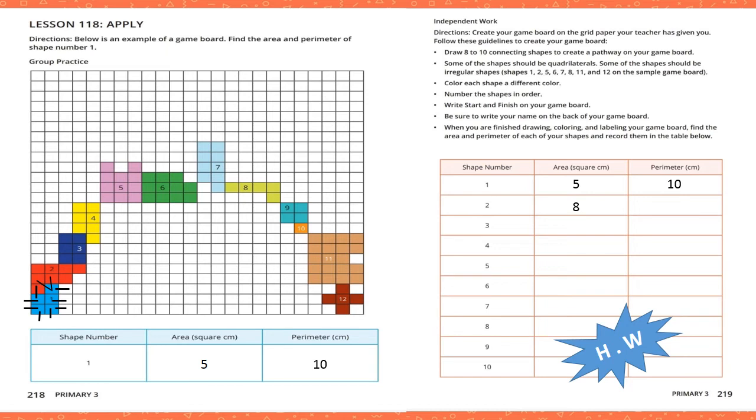Count like example number 1. I will count how many units around the shape. Okay? I will make the same steps. So the answer will be 14.